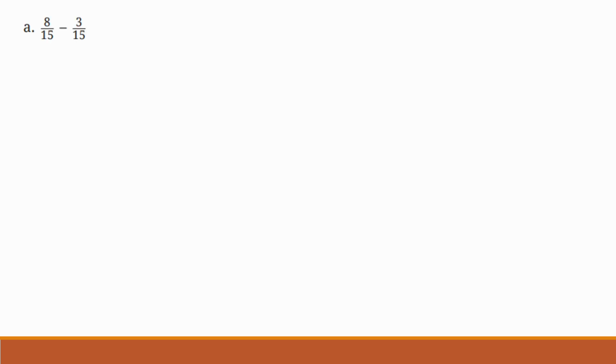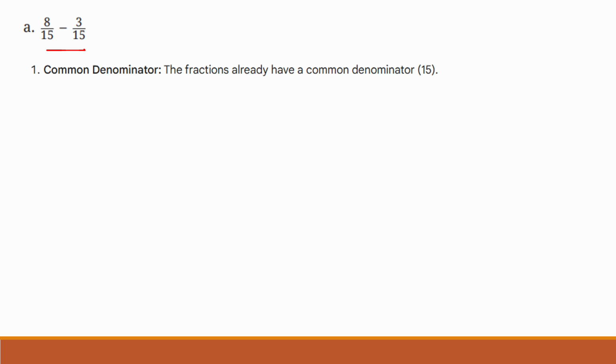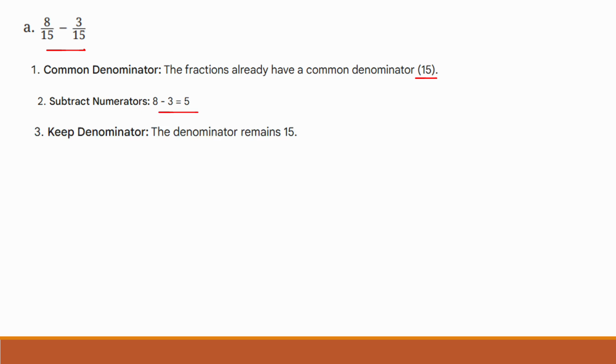First one, 8 by 15 minus 3 by 15. First step is find the common denominator. Here, the fractions already have a common denominator. The common denominator here is 15. Then, next step is subtract the numerators. Here the numerators are 8 and 3. 8 minus 3 is 5. Then, keep the denominator. The denominator remains 15. Then, what is the result? 8 by 15 minus 3 by 15 is equal to 5 by 15.